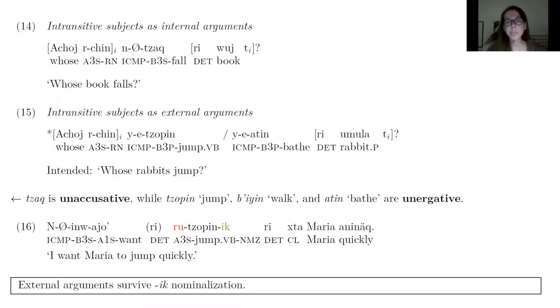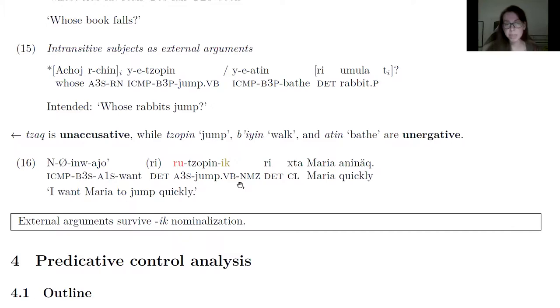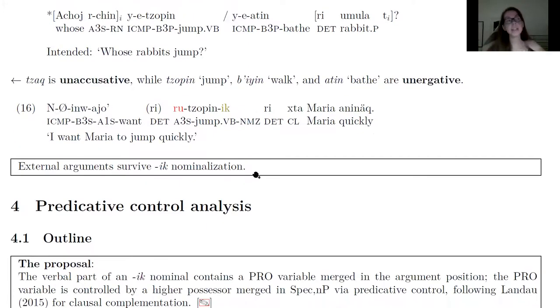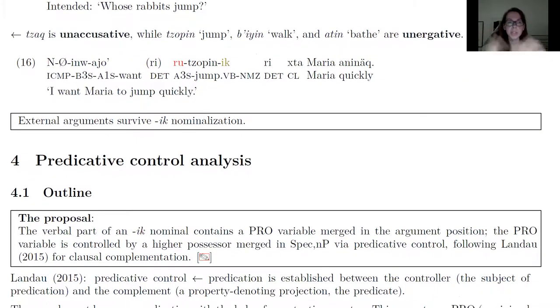And so the fact that we can nominalize them and the fact that we can still have that possessive marker cross-referencing the argument suggested that the restriction on nominalization does not actually match the Kakchuk data and that it must be revised. So that was the first question. So we can have both internal arguments and external arguments in Kakchuk nominals.